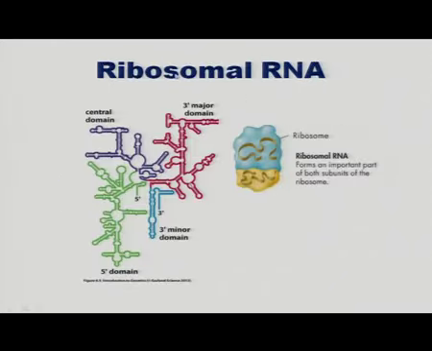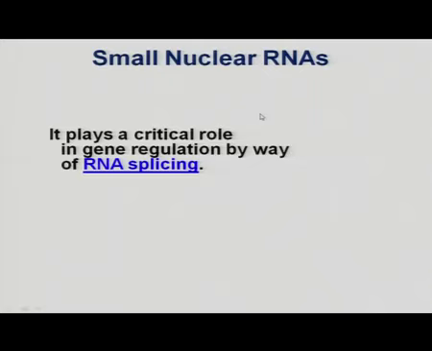Next to that, ribosomal RNA. Ribosomal RNA has a secondary structure. It is not a linear structure. They have various loops, various hairpin structures, and these are base pairing because of the complementary sequences. The function of ribosomal RNA is to synthesize ribosomes, and these ribosomes help in protein synthesis. There are some other RNAs also. The first one is small nuclear RNA which helps in RNA splicing.